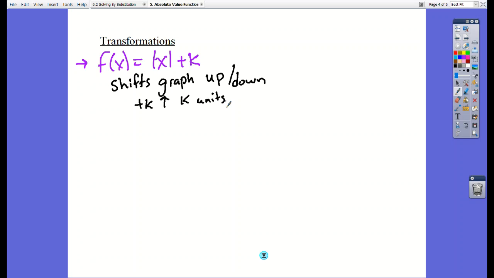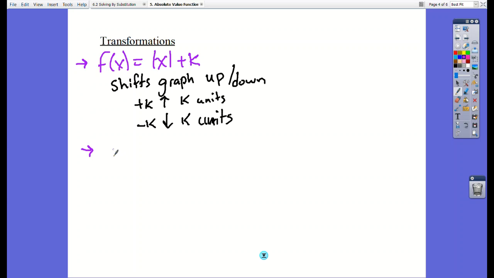And all it is, it's just your parent function, right? So nothing changed other than that vertex point. The vertex just moved up k units. Or minus k means go down k units. Right? That's all that happened.